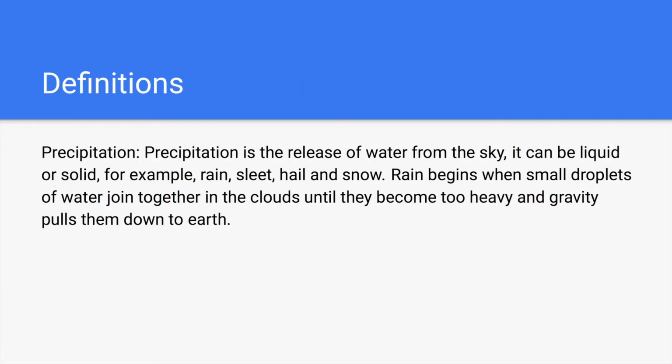Precipitation is the release of water from the sky. It can be liquid or solid, for example, rain, sleet, hail, and snow. Rain begins when droplets of water join together in the clouds until they become too heavy and gravity pulls them down to the earth.